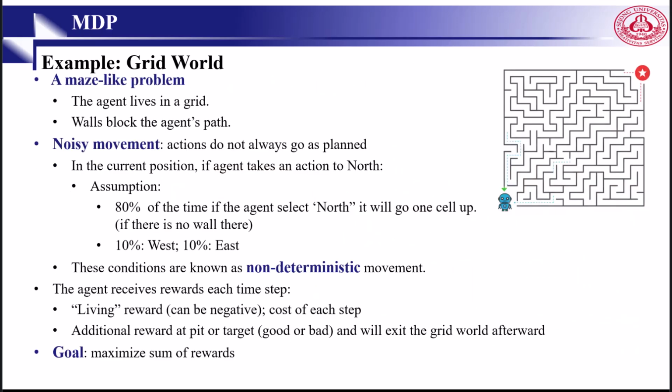We now move to grid world. This is a well-known example in reinforcement learning research. Grid world allows us to visualize states as grid cells, actions as movements, rewards assigned to specific locations, and also transitions influenced by noise. Suppose the agent is somewhere here in the maze. If the agent takes an action to the north, then 80% of the time the agent ends up in the cell to the north if there is no wall, and 10% go to the west and 10% go to the east. So the goal here is to maximize the sum of rewards.